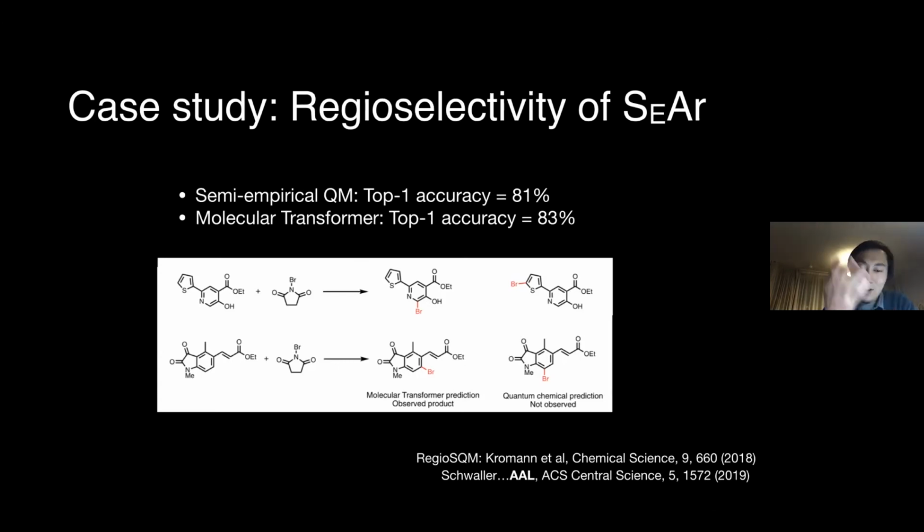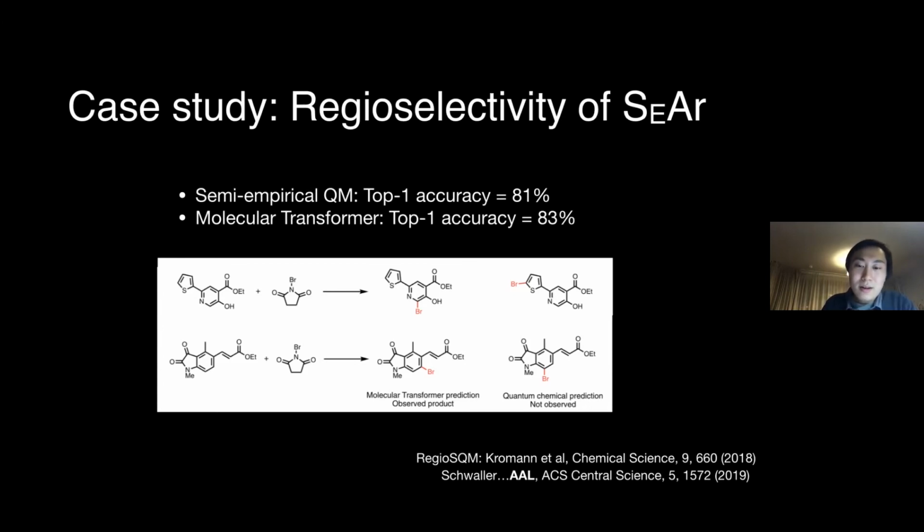There are, in the top molecule for example, 5 aromatic carbon-hydrogen bonds. So there are 5 possibilities, and experiments may observe one product. And the question is, can we predict which product should be formed favorably? And the authors in that paper used semi-empirical quantum mechanics, and we showed that Molecular Transformer effectively achieves the same accuracy as semi-empirical quantum mechanics, and obviously incurs a fraction of the computational cost.